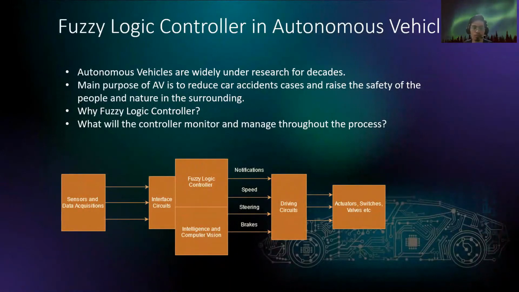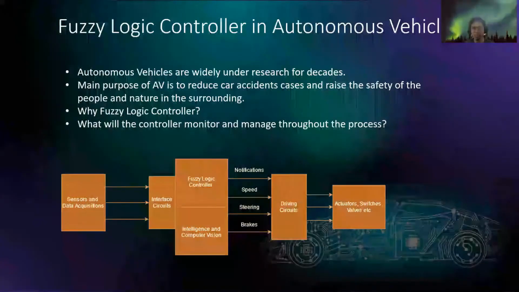The main purpose of AVs is to reduce car accident cases and raise the safety of the people and nature in the surroundings. So why do we use fuzzy logic? Because fuzzy logic is simple and doesn't require any mathematical calculation or algorithm. We need to identify the input, and from the input we create membership functions. We develop the rules, and then link them with the output. So we already know the input, and then we just need to create the membership functions.